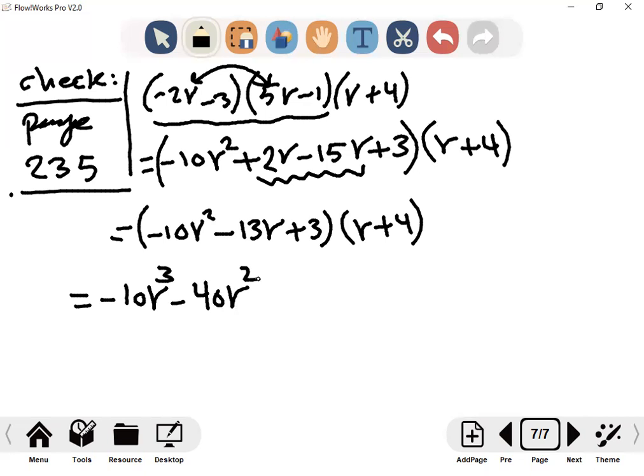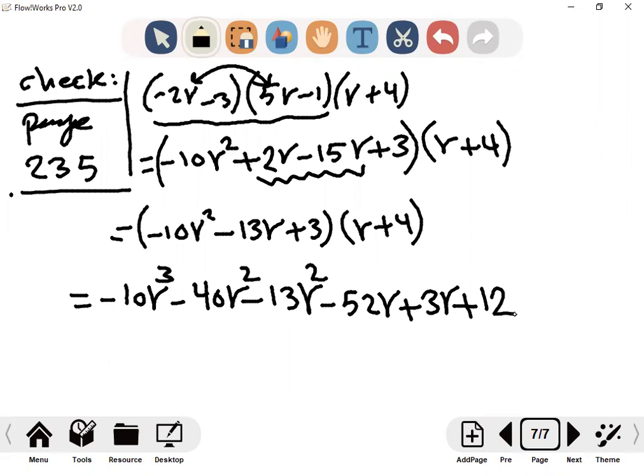Negative 13r times r, negative 13r power 2. Negative 13r times 4, negative 52r. Now 3 times r, 3r. 3 times 4, 12. You are done with distributing, the multiplication.